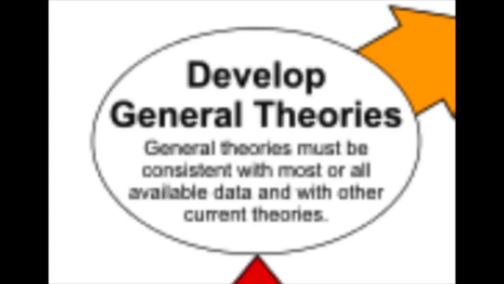So that led me to the final step in the scientific method, which is to develop general theories. General theories must be consistent with most or all available data and with other current theories. So you basically create a generalization of your product, whether it works or not, and compare it with your final data and also the general theories.